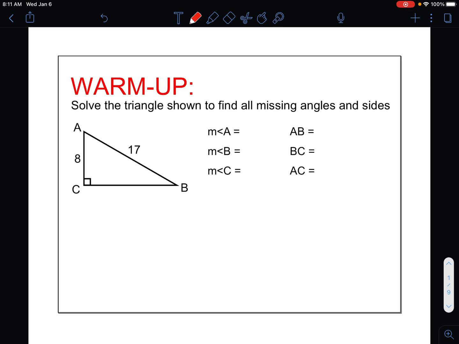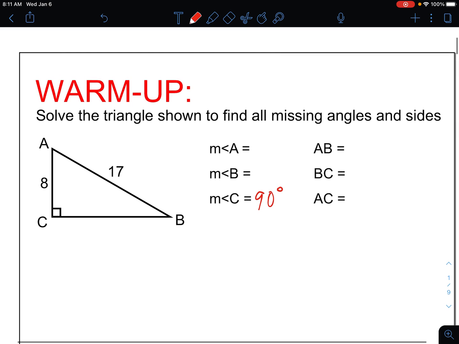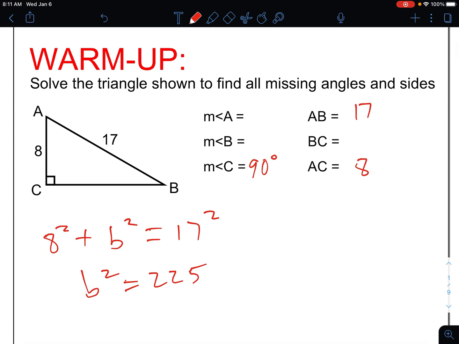Pause the video here and try to solve the triangle. Find all the missing angles and side lengths. All right. Again, how I would do it is put our angle measures and our side lengths in of what we have. We need to find two angles and one side. So I would go through and do the Pythagorean theorem, a squared plus b squared equals c squared. All right. And we would subtract the 64 to both sides. So you get b squared is equal to 225. Take the square root of 225, and that gets you 15.